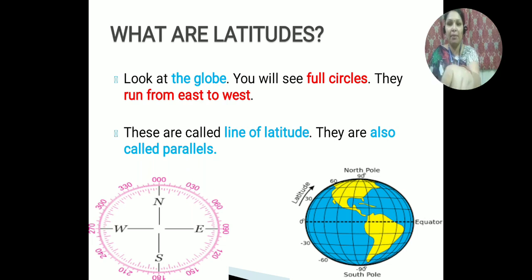If you can see in the picture of a globe, from the east to the west, there are lines. These black lines are the lines of latitude. They are also called parallels. The lines of latitude, or parallels, run from east to west.